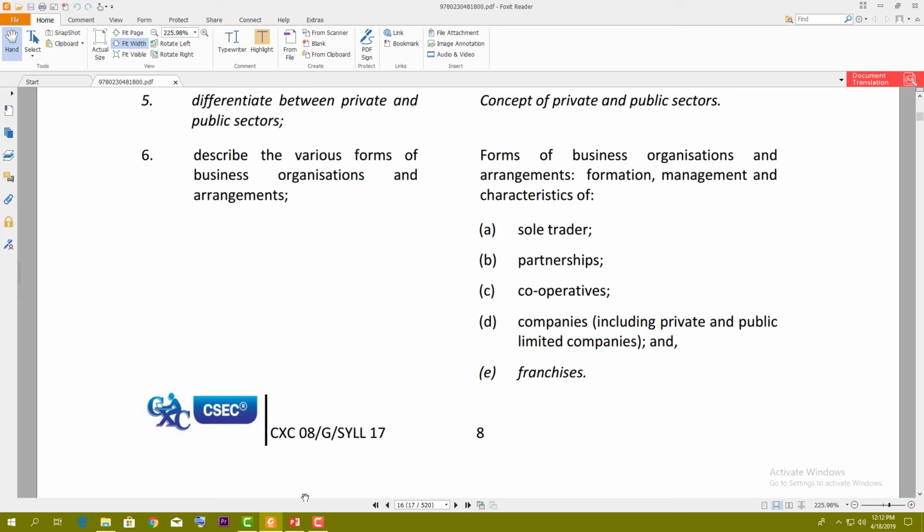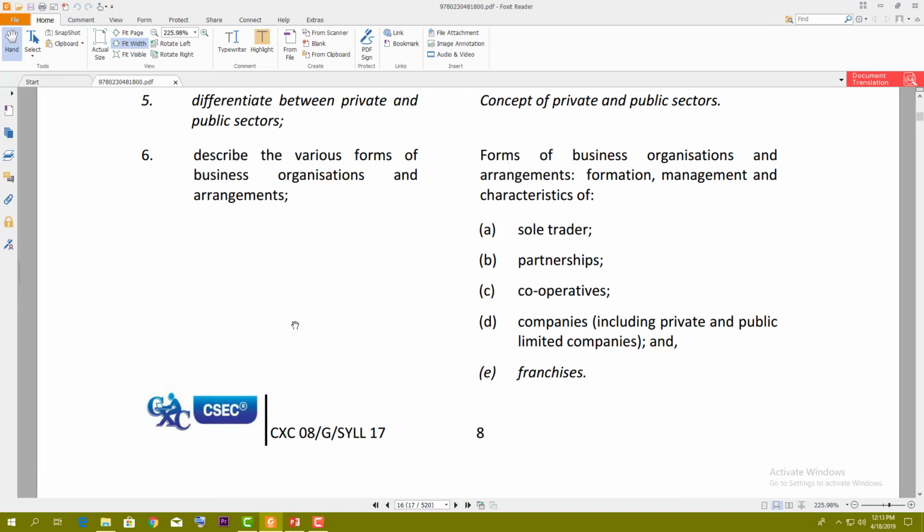All right, so today we're going to jump into the sole trader versus the partnership, because normally CXC tend to want you to compare the sole trader versus the partnership, the pros and cons of each. The advantages of sole trader versus partnership, and vice versa.